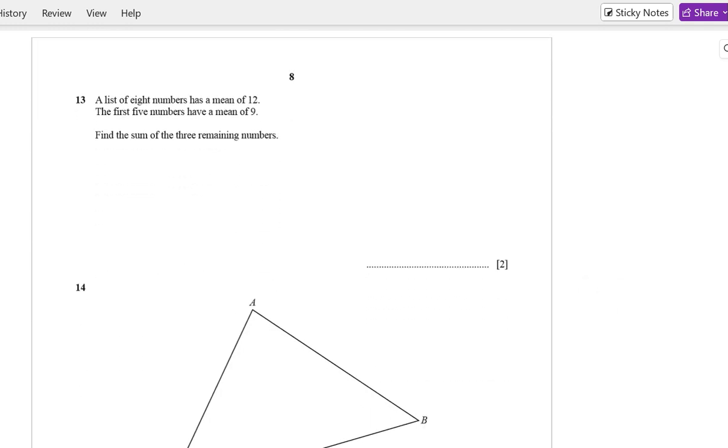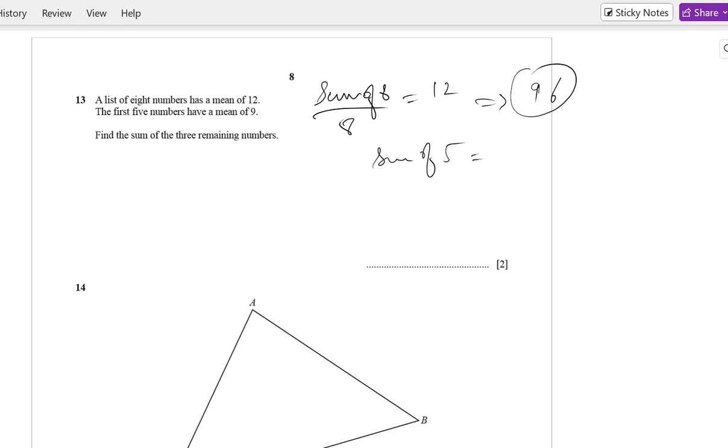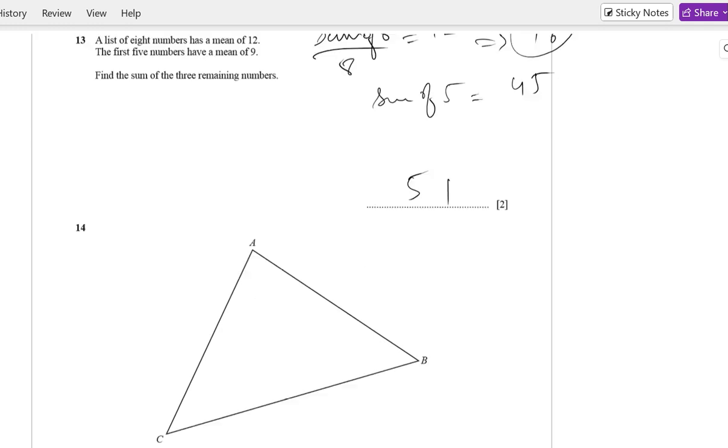Find the sum of the three remaining numbers. Mean of 8 numbers, so sum of 8 over 8 is 12. So the sum of 8 numbers is 96. First 5 numbers have a mean, so sum of 5 in the same way would be 45. Find the sum of 3. Simply subtract them. 51 would be your answer.